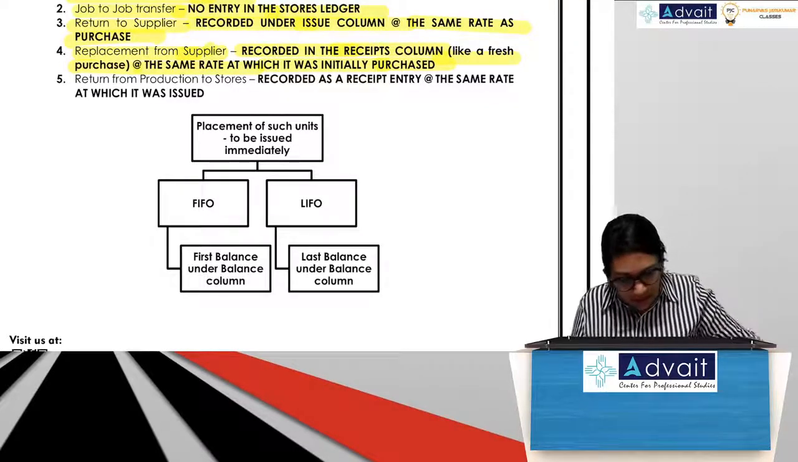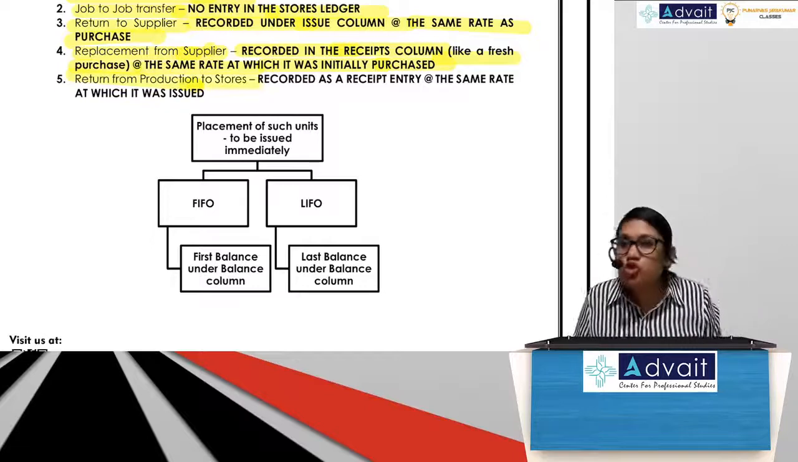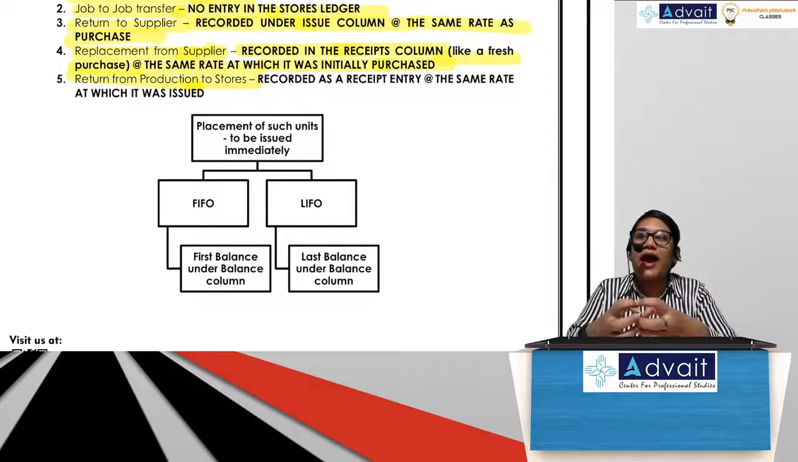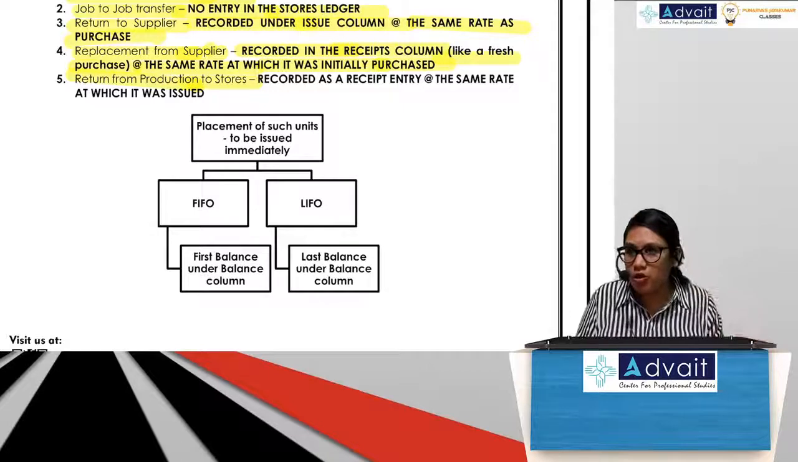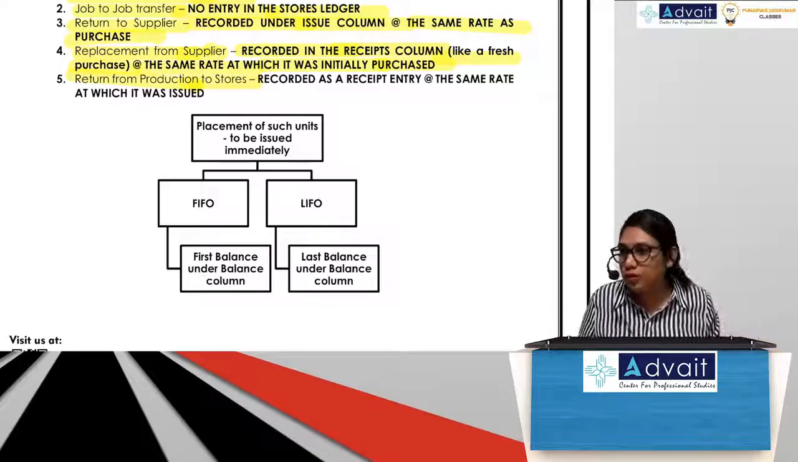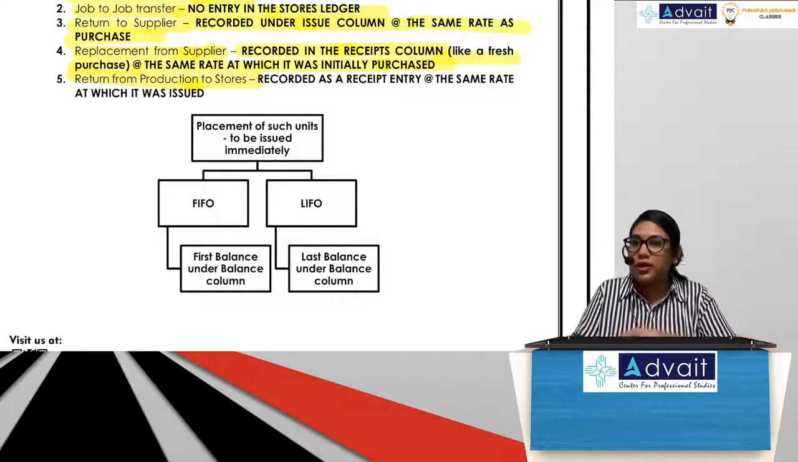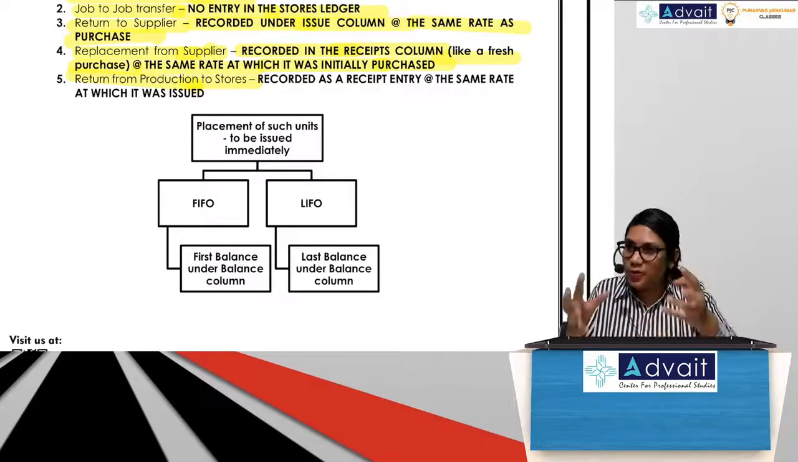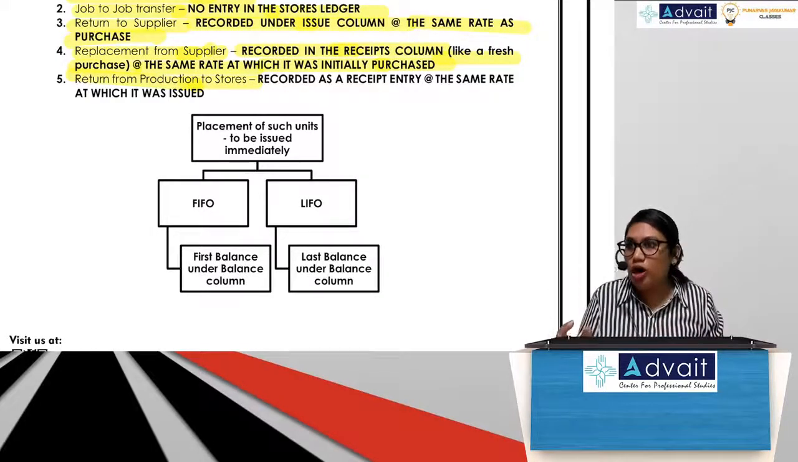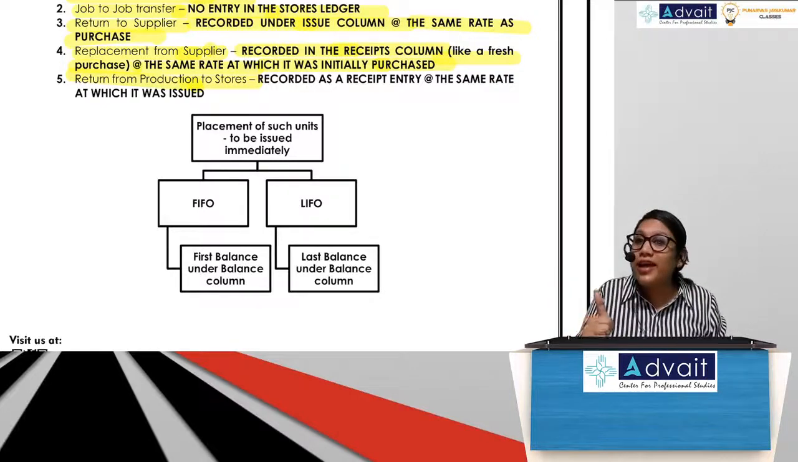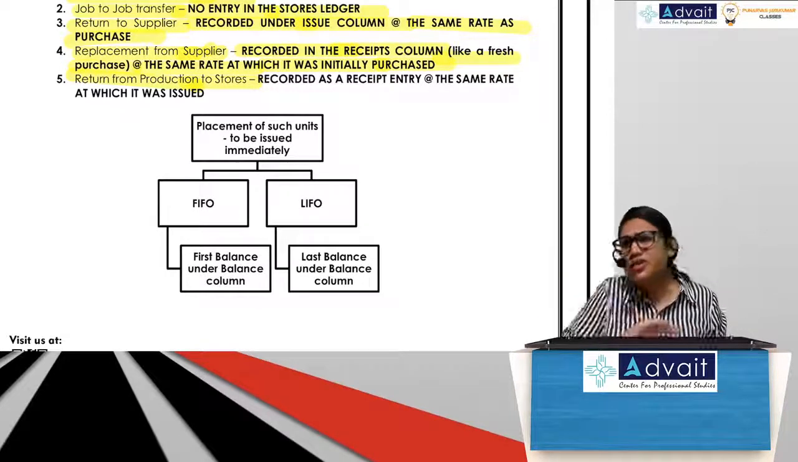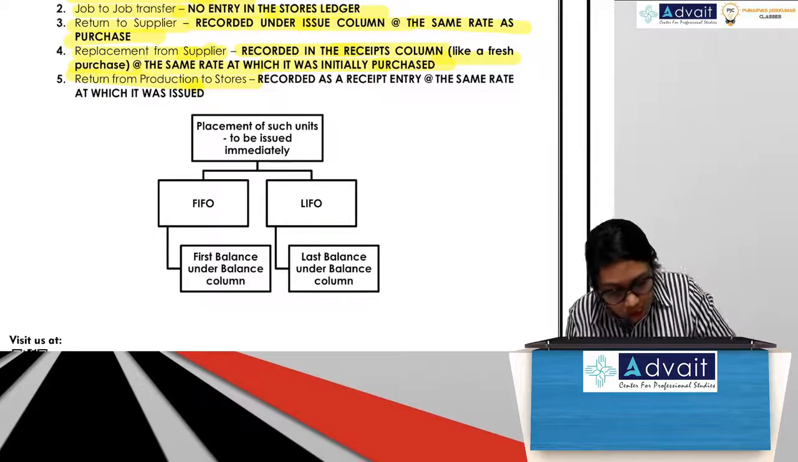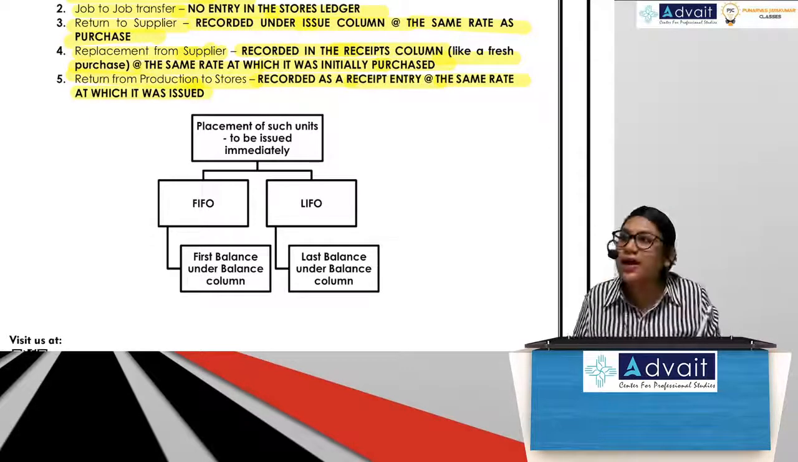Guys, okay? Next, return from production to stores. Now the stores had issued material to the production department. Now the production department returns it back saying, I don't want it. Now what will you do with it? So the production department has returned the material. It has come back into the stores. So first point, tell me, where will you record it? Issues or receipts? Receipts, because material has come back into the stores. So you will record it under receipts. At what rate? At the same rate at which it was issued. Correct? So record it as a receipt entry at the same rate at which it was issued.